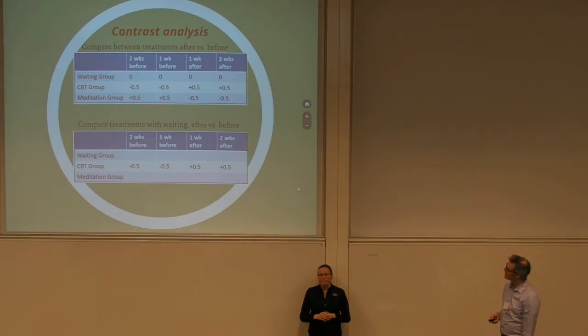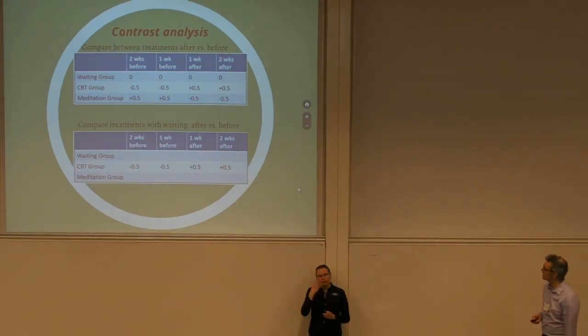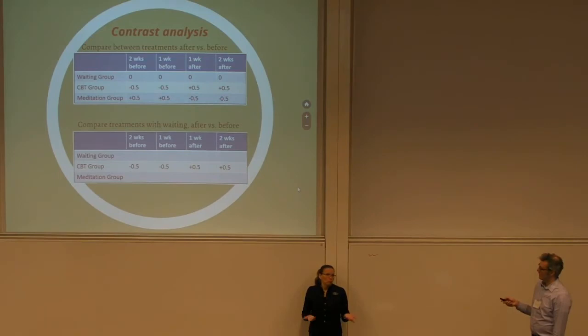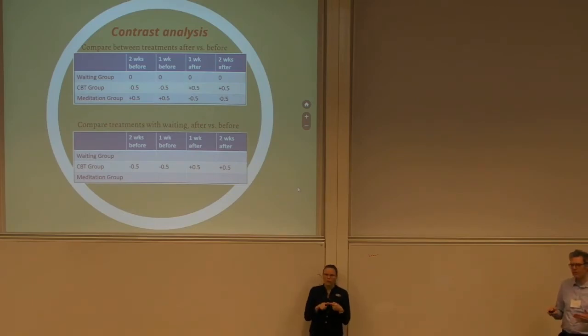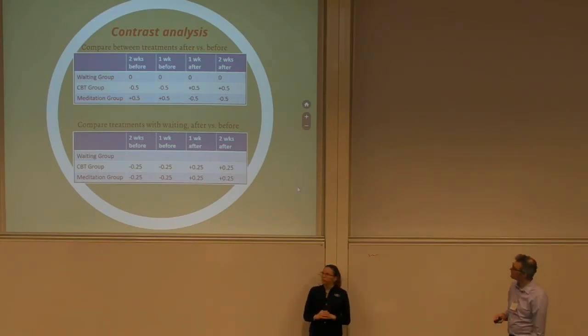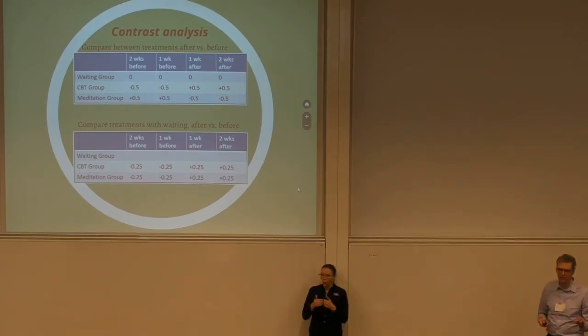You can also do something like, I'm interested in the effect of the treatment compared to the waiting group. So you would start with something similar for the CBT group: after versus before. But then you want to combine the CBT with the meditation group. So this combines all of the after cells and contrasts them with the before cells. And then you say, does this difference that I get in the clinical groups differ from the difference in the waiting group? So you could do this.